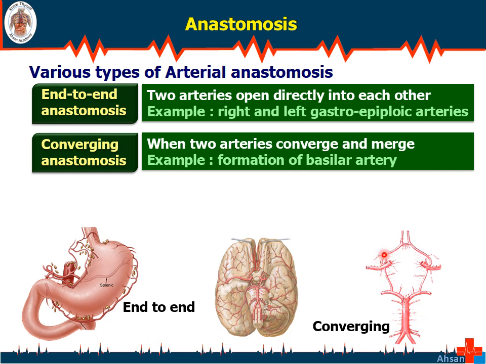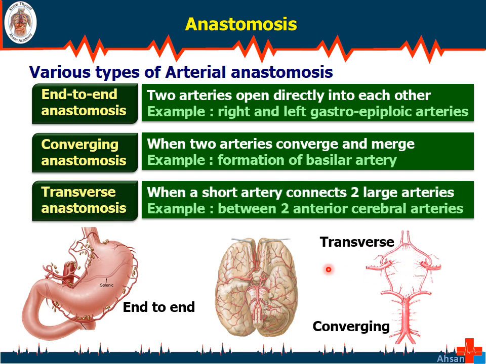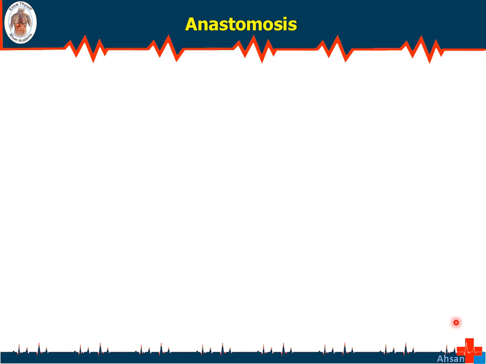Here you can see this is the anterior cerebral artery running parallel to the other one, and they are connected by one transverse artery. This is known as transverse anastomosis. This artery is the anterior transverse connection. This is the communicating artery.